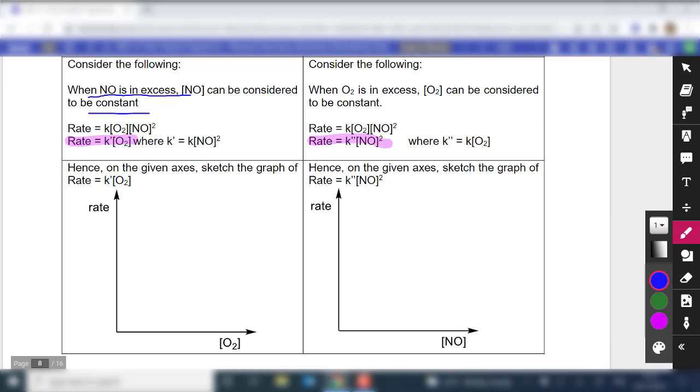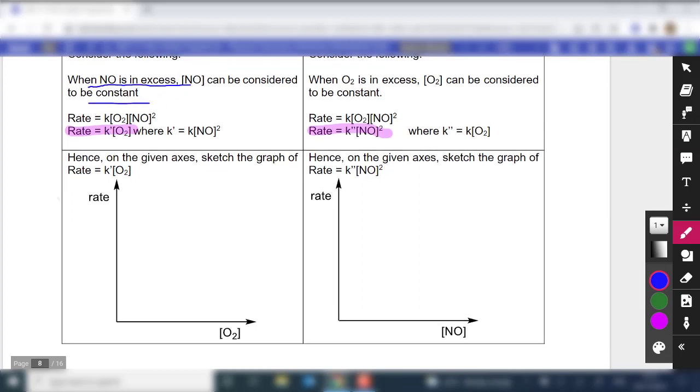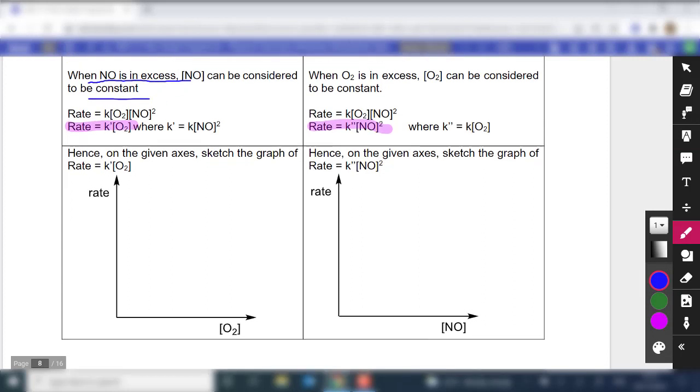Because it's pseudo first order, one of the most important graph sketches you need to be familiar with is rate against concentration. For first order kinetics, the rate of the reaction is directly proportional to the concentration of the reactants. So in this case, you would expect a straight line that passes through the origin. Let me sketch the straight line in a nicer way. A straight line which passes through the origin.